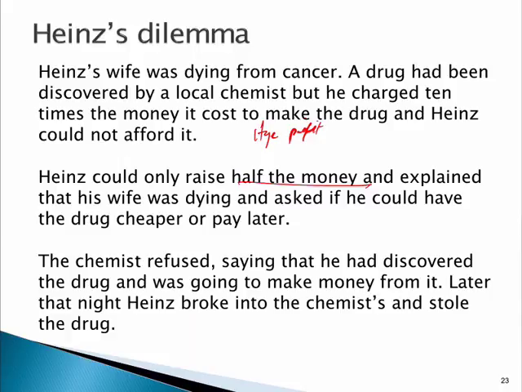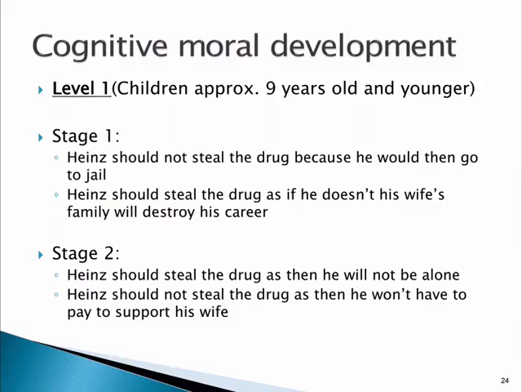He goes and says, my wife's dying, can I get it cheaper? Can I pay you later? The chemist refuses, saying he discovered the drug, he's going to make money from it. Later that night, Heinz breaks into the chemist and steals the drug. So why does he steal, or what's the right thing to do?